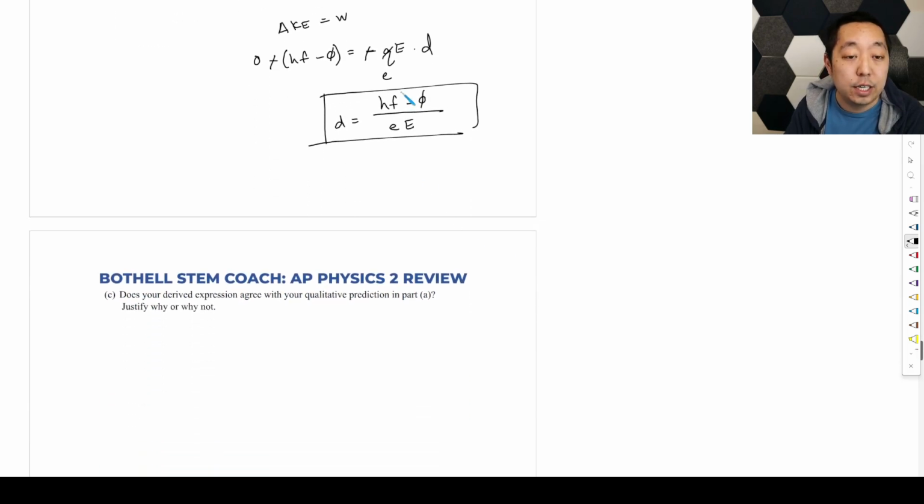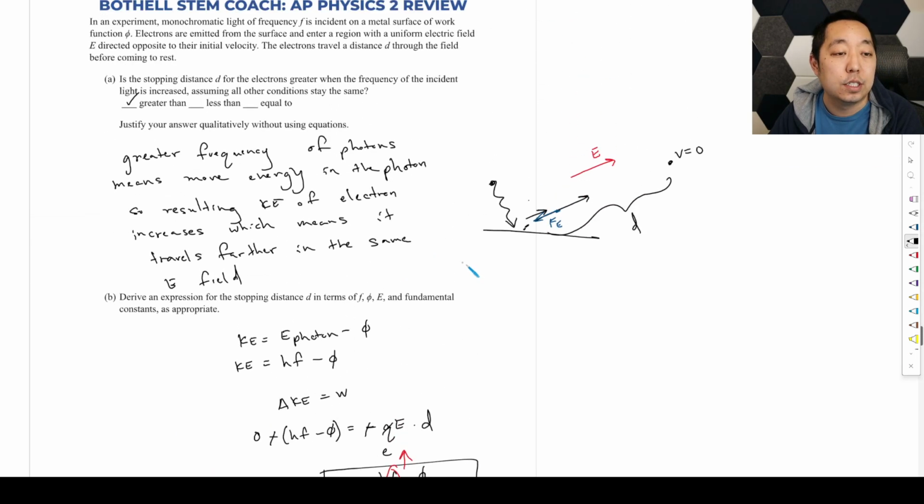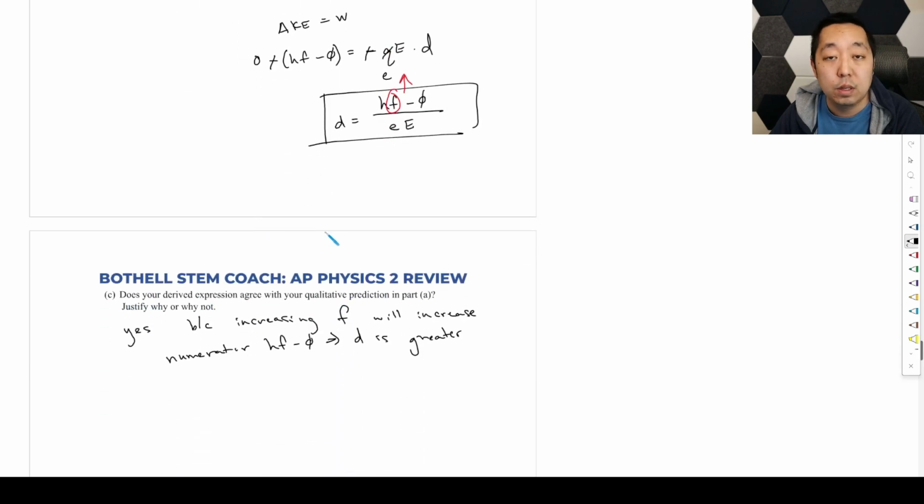So does that agree? If we increase f here, does that increase the stopping distance? We say yes, because increasing f will increase the numerator hf minus phi, and that implies d is greater. So that's what we said. We said d would be greater when f increases, right? That's what we said in part A.